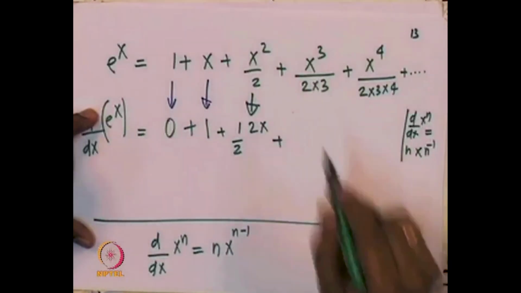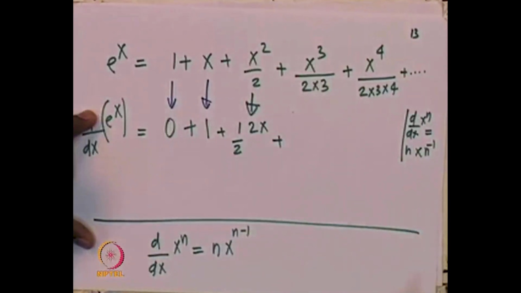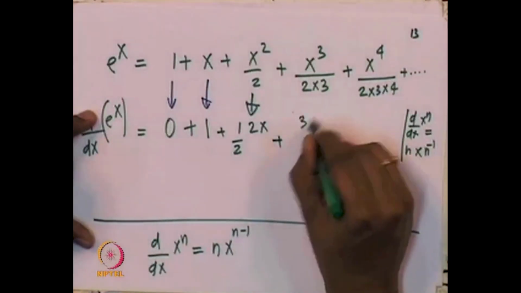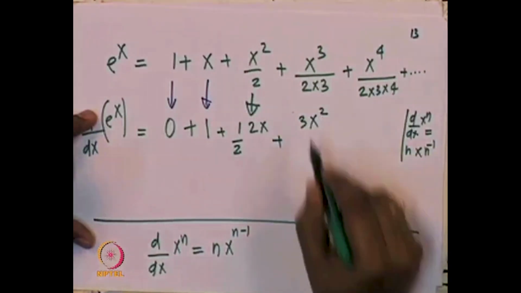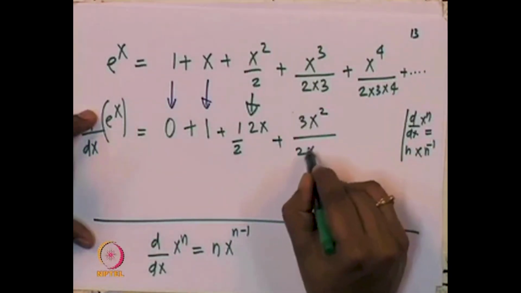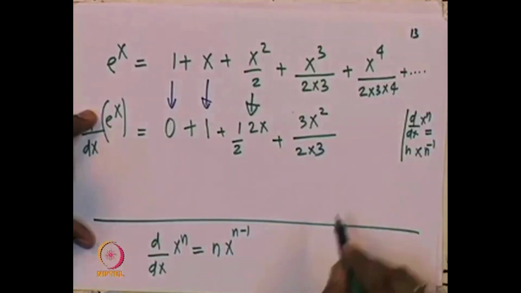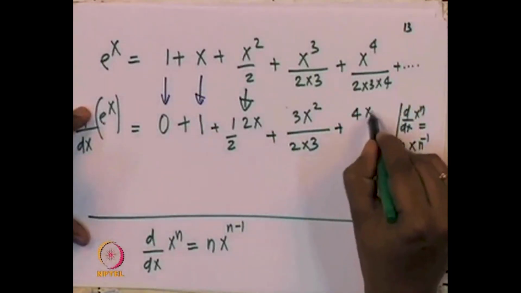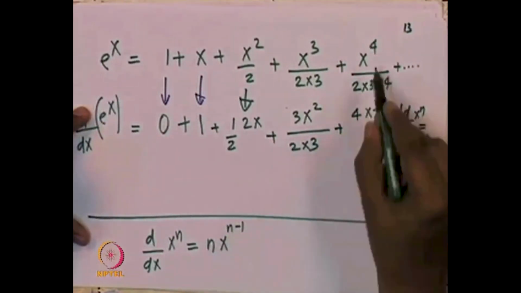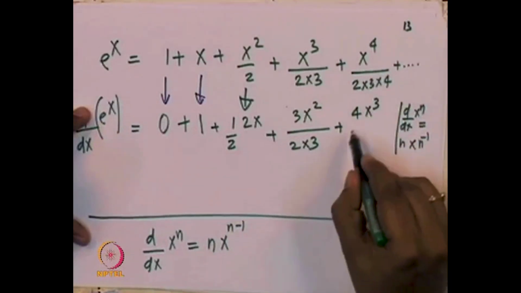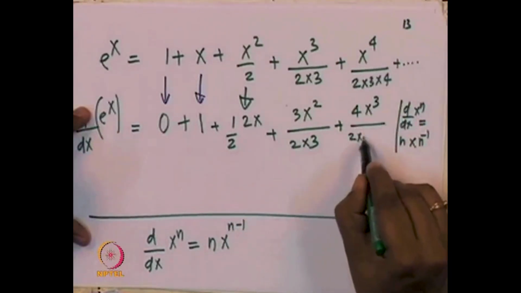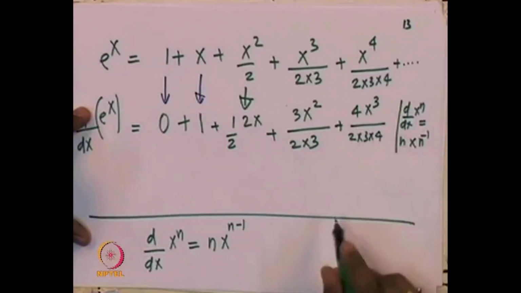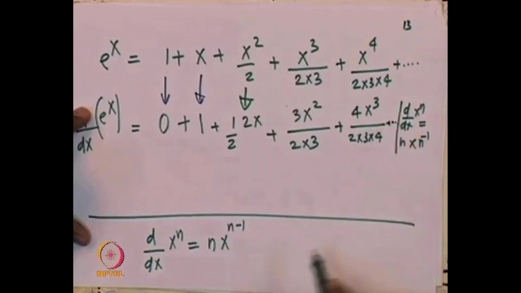Now, what is the derivative of x cube? The derivative of x cube is 3x square, and whatever the denominator was remains, 2 times 3. What is the derivative of x power 4? According to this rule, it is 4x power 3, and whatever the denominator was remains that way, plus so on and so forth.